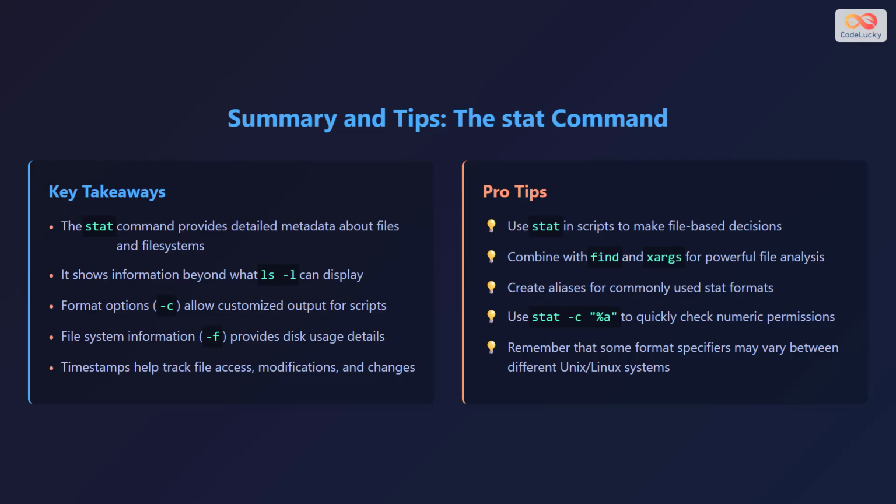Pro tips: use stat in scripts to make file-based decisions. Combine with find and xargs for powerful file analysis. Create aliases for commonly used stat formats. Use stat -c %a to quickly check numeric permissions. Remember that some format specifiers may vary between different Unix or Linux systems.